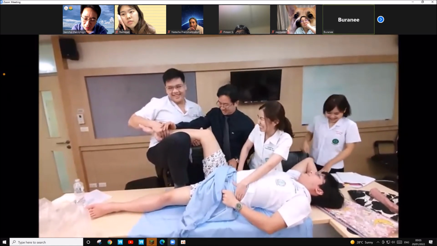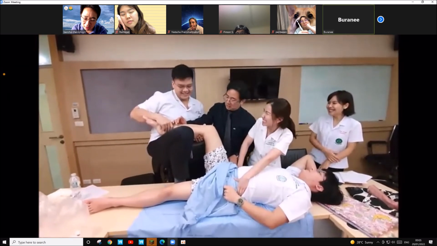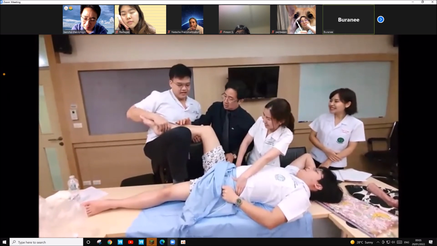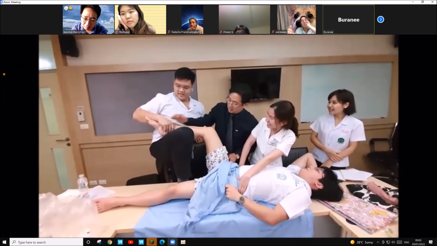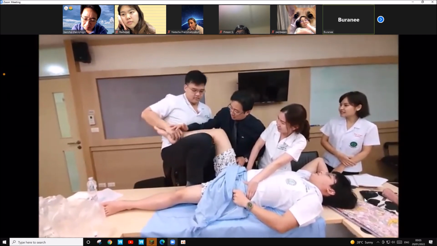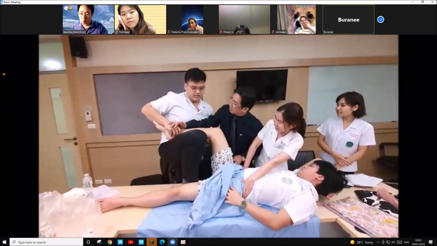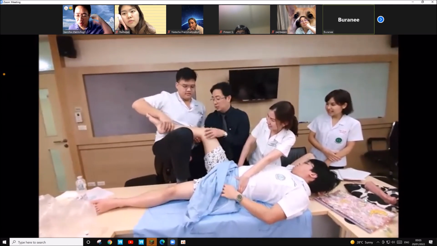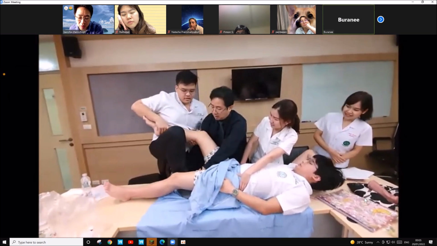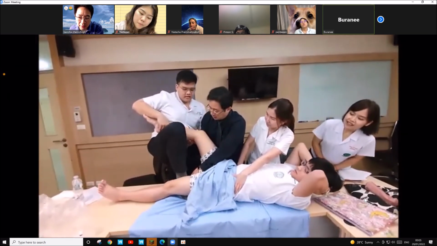So this is the way. This way, you use your knee to be the fulcrum, and push this down. It's like a leverage technique. Slowly, this way. And this knee you can help by like this. But make sure that the knee is okay.